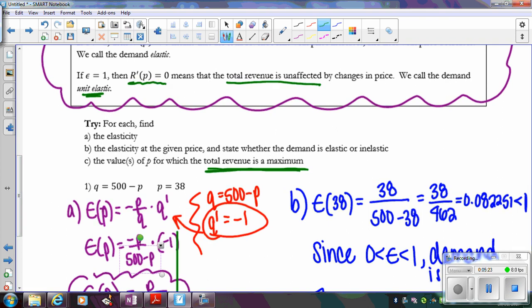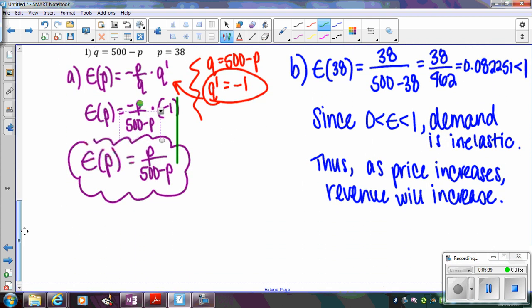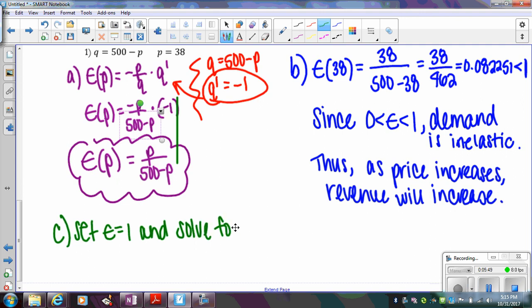So if you're trying to find a maximum, we're just going to set epsilon equal to 1 and solve for the price, because we're trying to find the price that will do that. I'm going to write this out on what I just said. Set epsilon equal to 1 and solve for P to find the max.